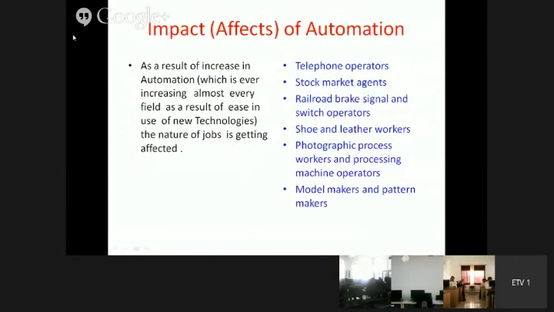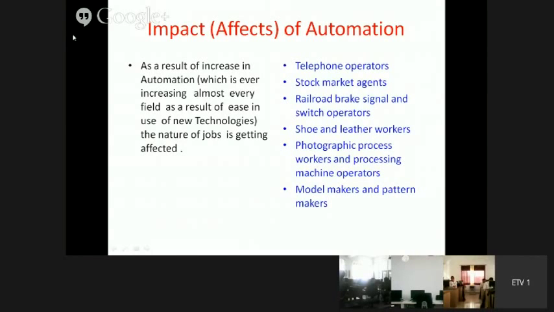Now, certain impacts or effects, I would say, of automation. As a result of the increase in automation, which is ever increasing in almost every field, as a result of ease in use of new technologies, the nature of jobs is getting affected. Why? How? Telephone operators, stock market agents, railroad brake signals, switch operators, shoe and leather workers, photographic process workers and processing machine operators, model makers and pattern makers. You see, because of the automation taken by the latest technology, many times these people are losing their jobs and they may not be required.